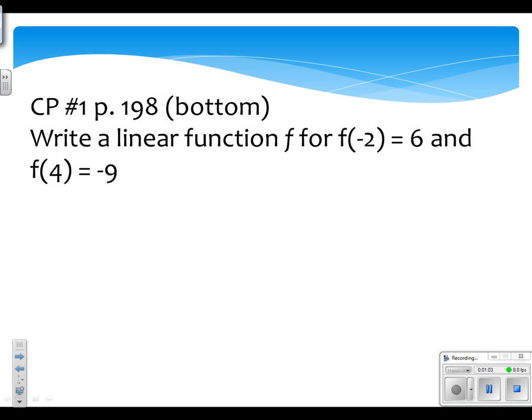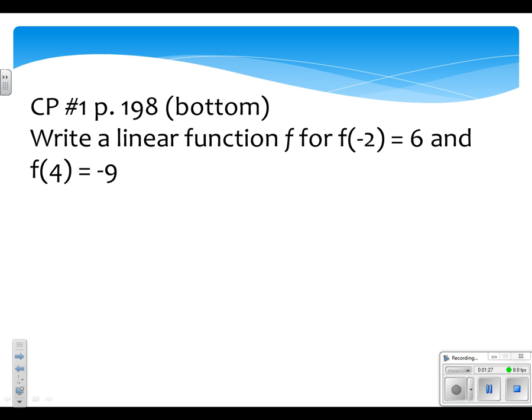One thing that they're going to do in this section is have us come up with a linear function if they've given us a couple of function values. So in checkpoint number 1 at the bottom of page 198, it says write a linear function for f of negative 2 equals 6 and f of 4 equals negative 9.